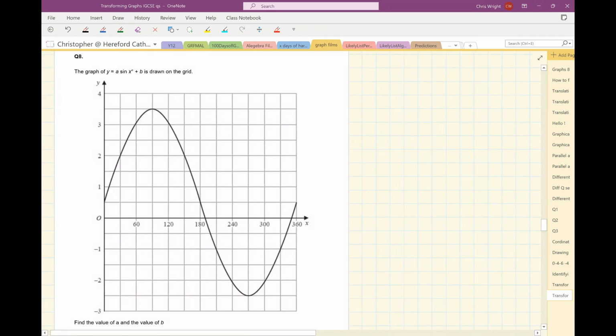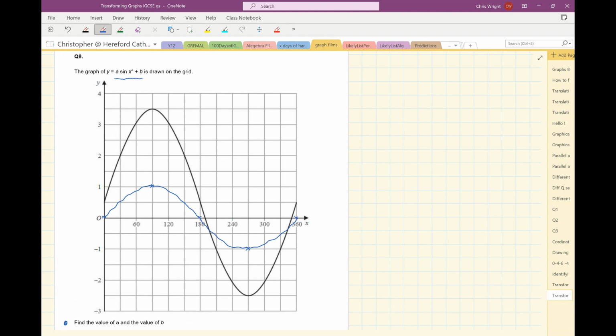Question 8. The graph of y equals a sine x plus b is drawn on the grid. Find the value of a and the value of b. Well, I suppose it would be useful to draw on the graph of y equals sine x, and then we can compare the two. So here is the graph of y equals sine x, which, yes, you're just supposed to know, or of course you can use your calculator to work out some key values and hence draw the graph.